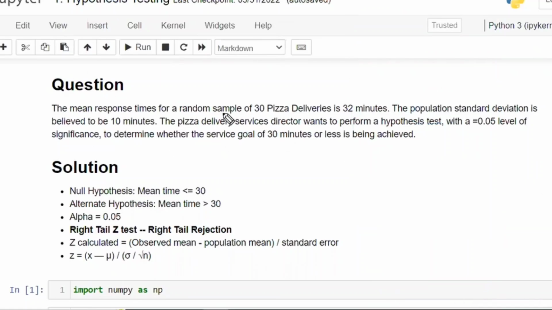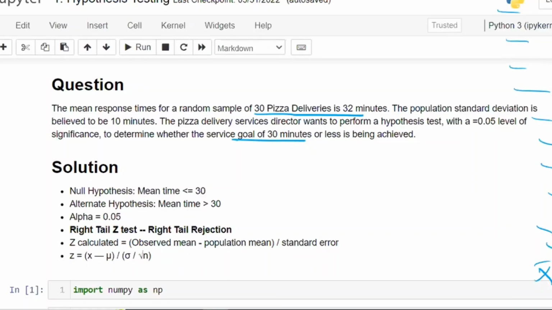Based on whatever the data is there, for example, sample mean, 30 pizza deliveries, whether the service goal of 30 minutes is getting achieved or not. You have taken the data and you have calculated the mean is equal to 32. Directly you can confirm, sir, 32 is greater than 30. But why are you not going to say like that?